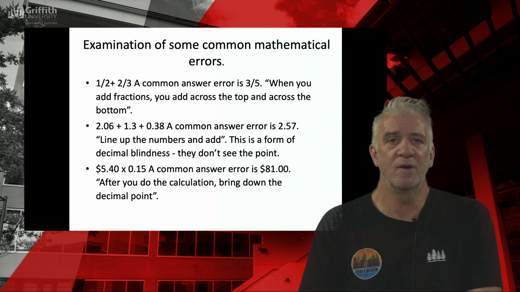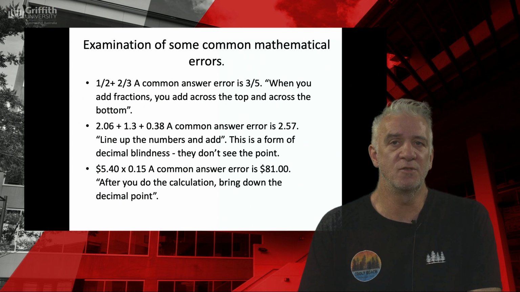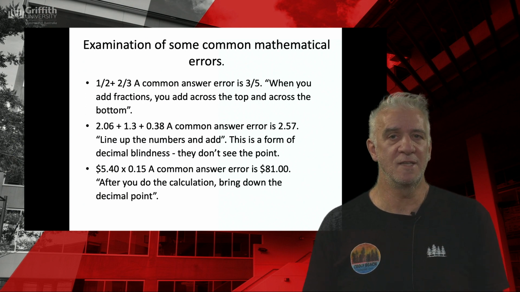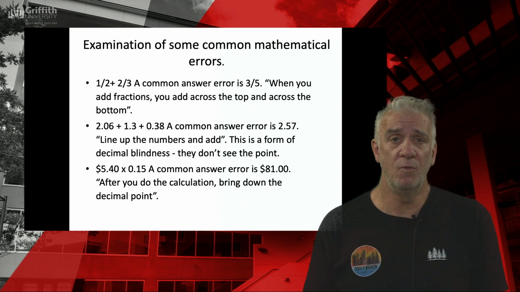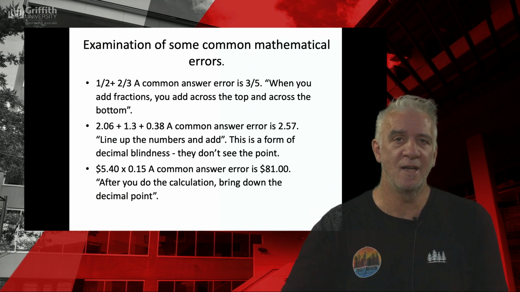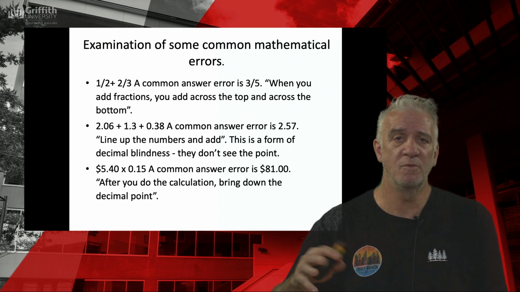2.06 plus 1.3 plus 0.38, and the common answer is 2.57. Again, why would a student find this answer? Why would this be a common answer? A really common misconception. What have they developed in their head that's enabled them to see that this is the way to get the answer? And how would you correct it? How would you help them see?